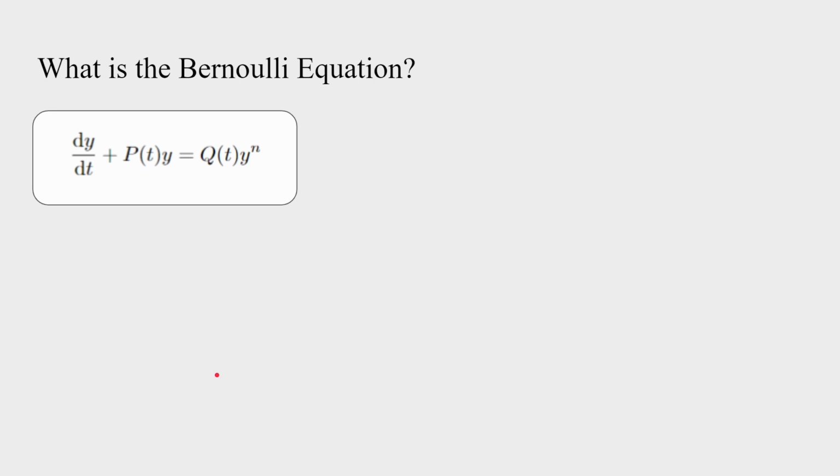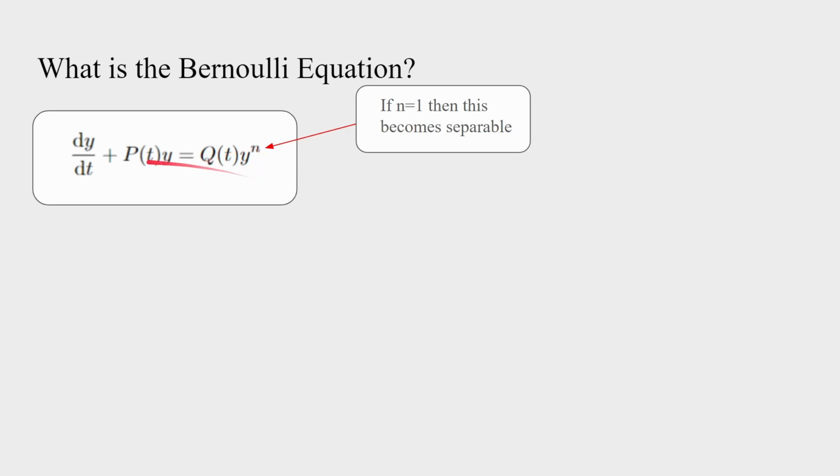Essentially, it's a nonlinear equation. Okay, so we have our derivative plus a function of t multiplied by y, and this is equal to another function of t multiplied by y to the n. So if n is equal to 1, this becomes separable. And if you guys don't know what separable differential equations are, I recommend checking out my previous video. It explains just that. And if this was to the power of 1, we can just move this onto one side, factor out the y, and rock out. However, it will not.